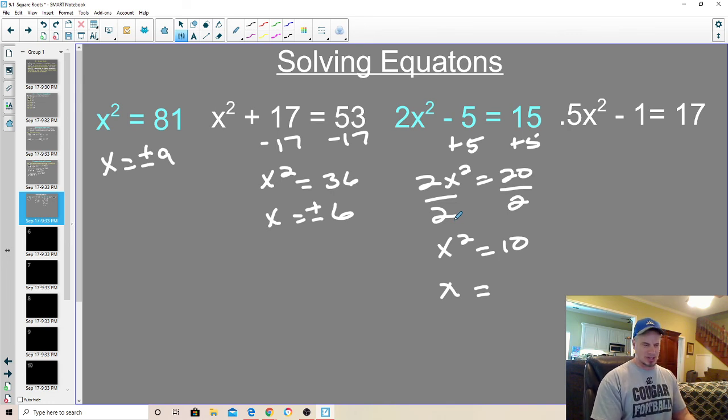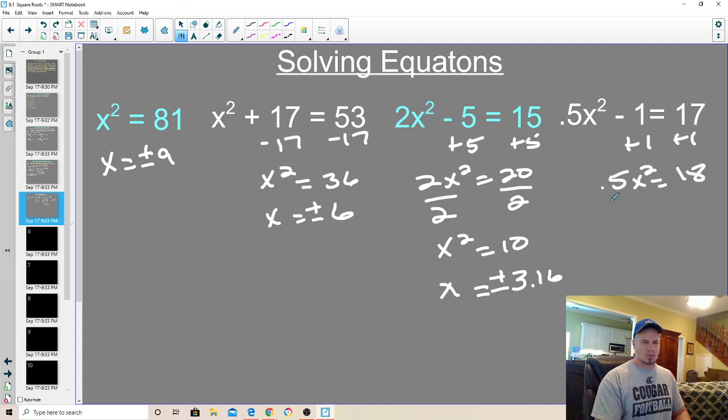And we're going to round it to the tenths place or the hundredths place, whatever the instructions say to do. I'm going to do hundredths. So we get plus or minus 3.16. Okay, let's do one more of these, and I think we'll be done for the day. We're going to add 1 to both sides. We get 0.5x squared equals 18.